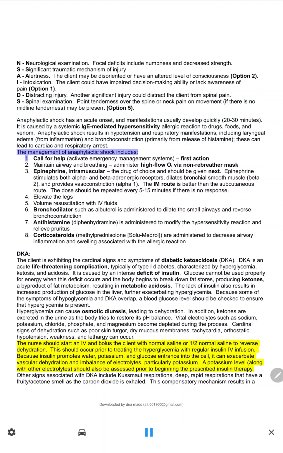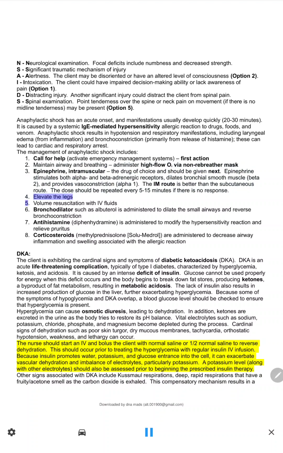The management of anaphylactic shock includes 1. Call for help. Activate emergency management systems, first action. 2. Maintain airway and breathing. Administer high-flow O2 via non-rebreather mask. 3. Epinephrine, intramuscular, the drug of choice and should be given next. Epinephrine stimulates both alpha and beta adrenergic receptors, dilates bronchial smooth muscle, beta 2, and provides vasoconstriction, alpha 1. The IM route is better than the subcutaneous route. The dose should be repeated every 5 to 15 minutes if there is no response.